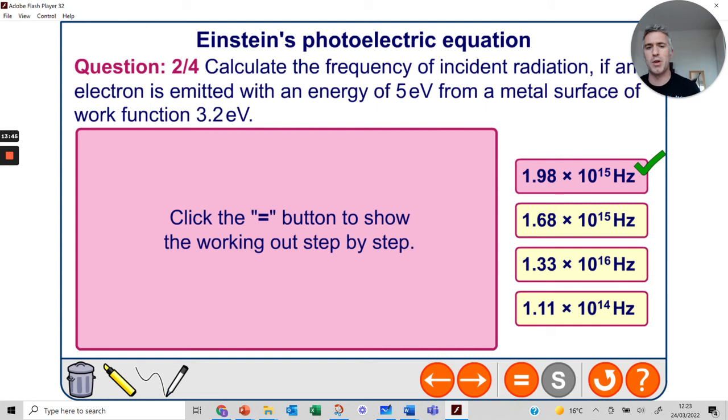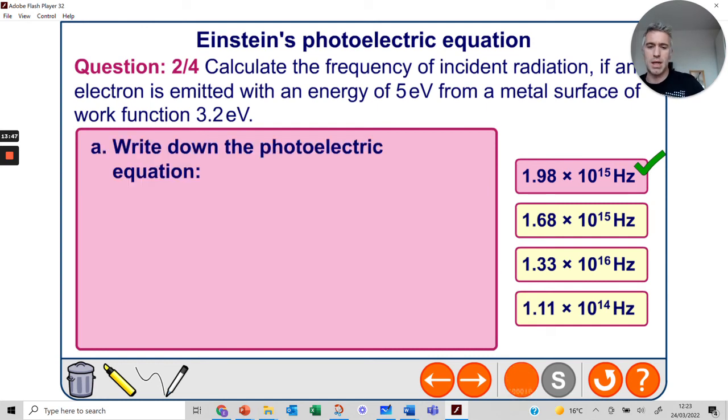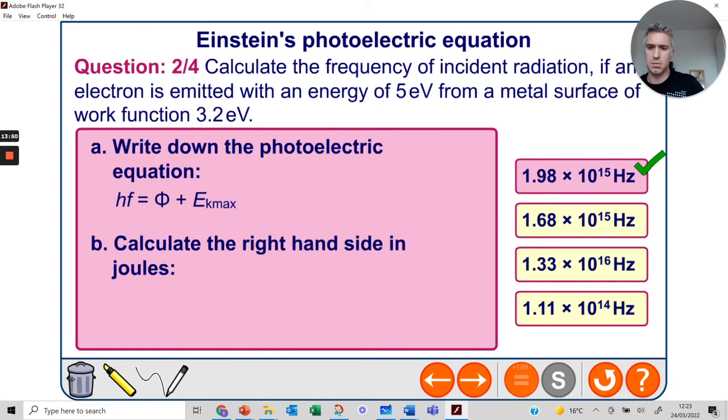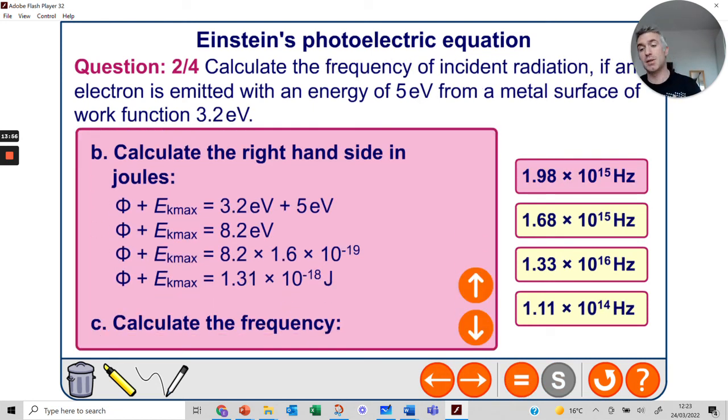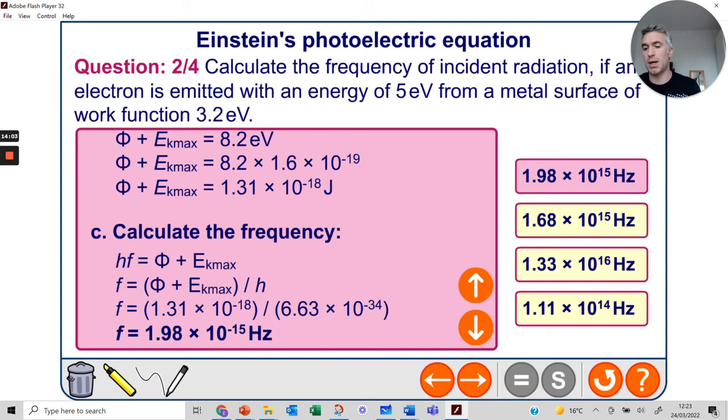Yeah, 1.98. Basically, first thing to do, showing us working, work out the right hand side. Add the 2 electron volts together, convert it into joules, and then divide the joules by Planck's constant, which gives us 1.98 times 10 to the minus 19.